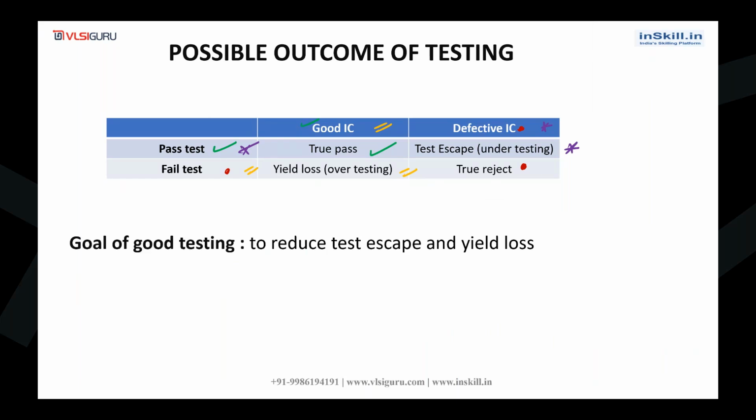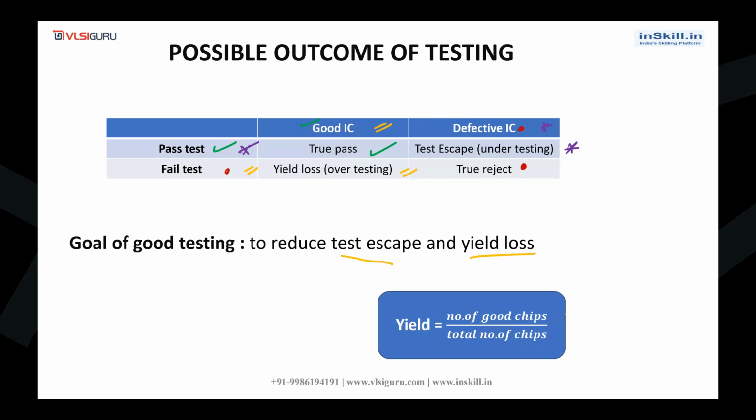The goal of good testing is to reduce the test escape and yield loss. So what is yield? Yield means the number of good chips divided by the total number of chips. Out of the total number of chips that have been manufactured, how many chips are good? That is what is called yield.